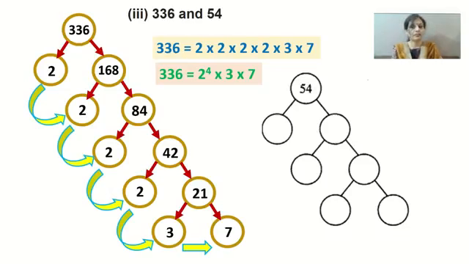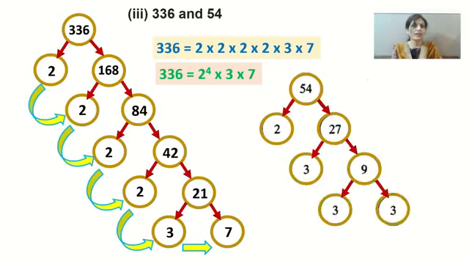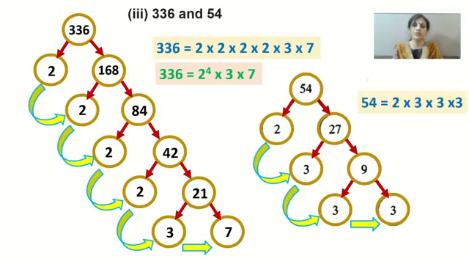Our other number is 54. Let's factorize this. So this is 2 into 27. We can factorize 27 as 3 into 9. And we can factorize 9 as 3 into 3. Alright. So we can collect all the factors of 54, and the factors are 2 into 3 into 3 into 3. So we'll write it: 54 is equal to 2 into 3 into 3 into 3. So we can write 2 into 3 raised to 3. That is the factors of 54.